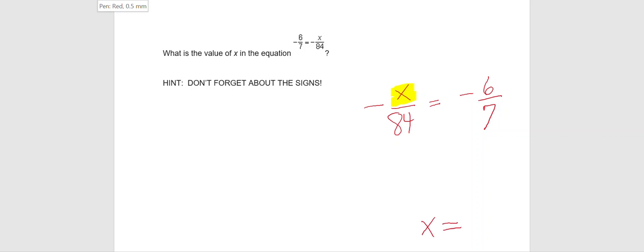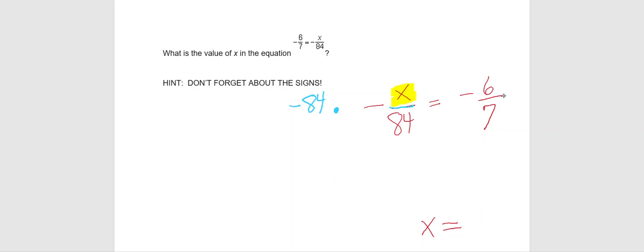You need to think, okay, well, what are we doing to x here? X is being divided by 84, but we have a negative, and a negative times a negative is a positive. Notice I don't want the negative sign left with the x. So since the inverse operation of division is multiplication, I'm going to multiply by negative 84. So you can't forget about the signs. I know you're learning new information with inverse operations, but we also have to remember about our signs as well. A negative times a negative is a positive, and we do want our x value to be positive.